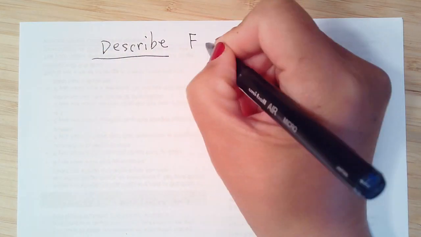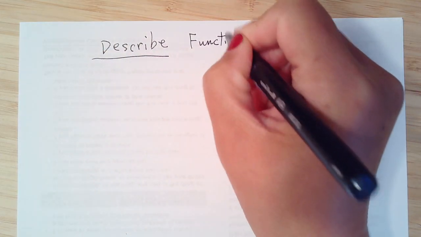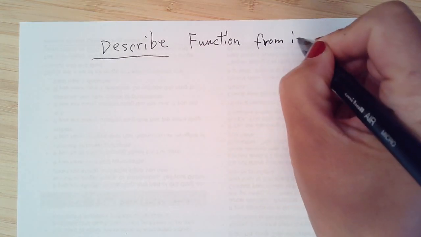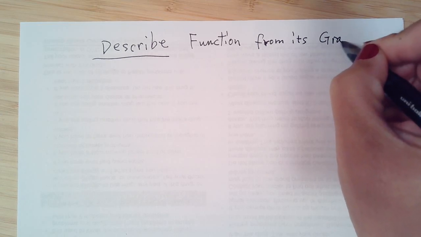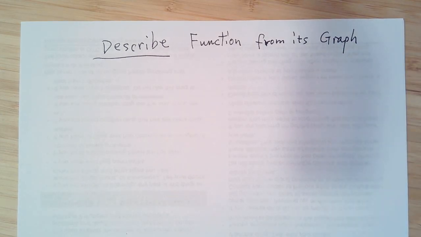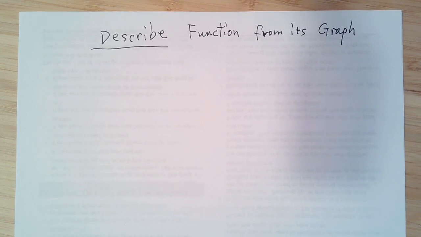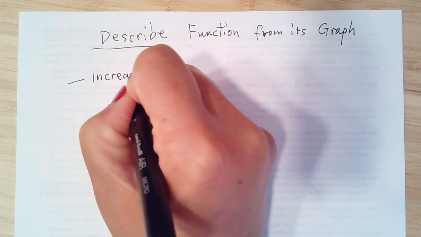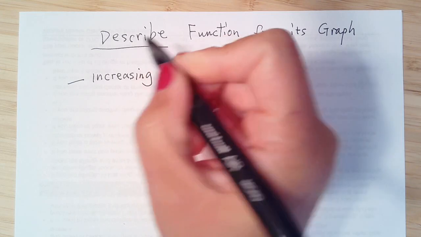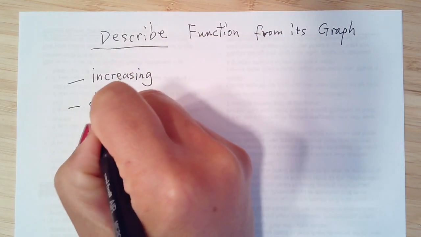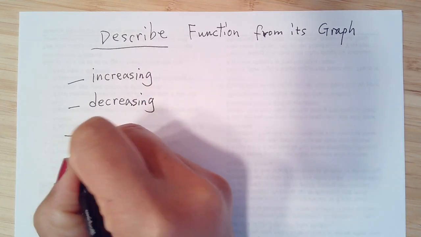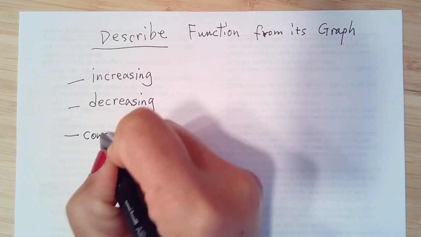Mathematically, if you want to describe a function from its graph, you're not going to say it's a nice graph, it's a beautiful function. No, you have to say something more. So you could say either it's increasing, I will explain later what that means, or decreasing, it's going down, right? Or a constant function, constant.